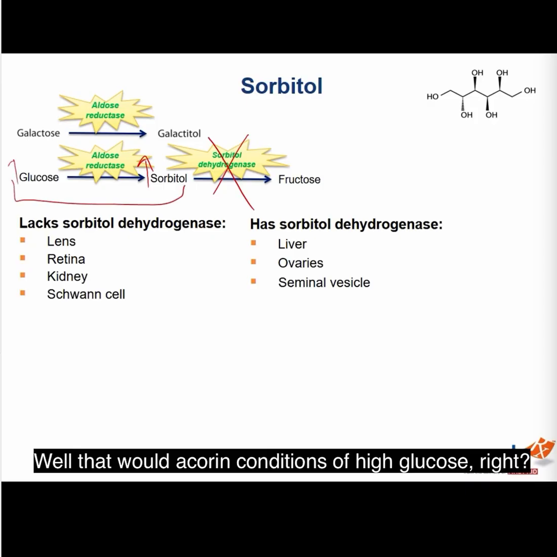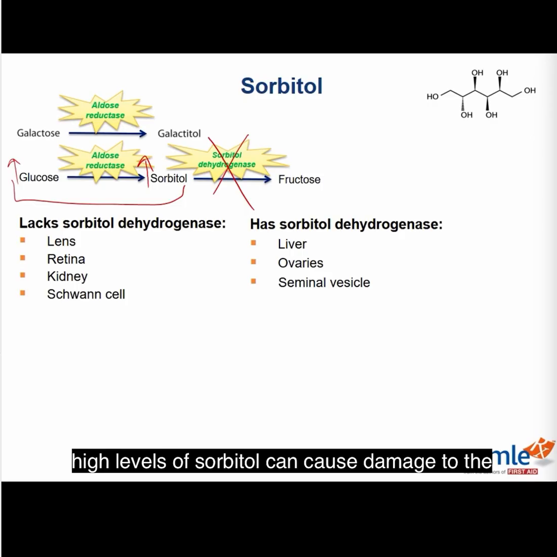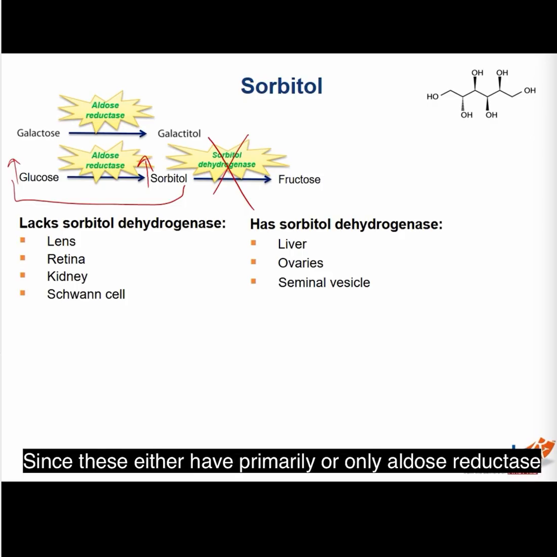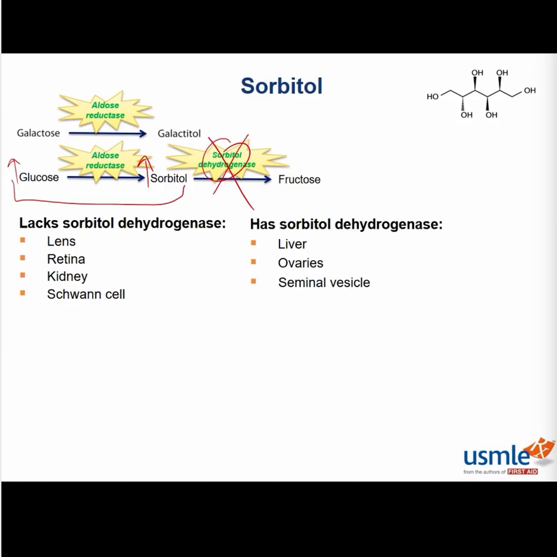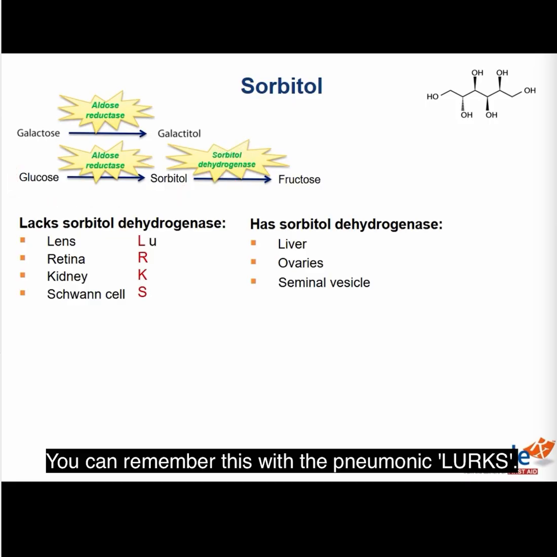Well, that would occur in conditions of high glucose, right? In states of persistent hyperglycemia, such as diabetes, high levels of sorbitol can cause damage to the lens, retina, kidneys, and Schwann cells, since these either have primarily or only aldose reductase and not sorbitol dehydrogenase. You can remember this with the mnemonic LURKS.